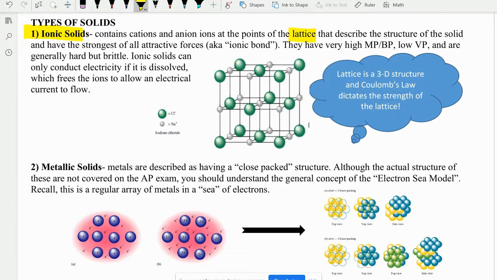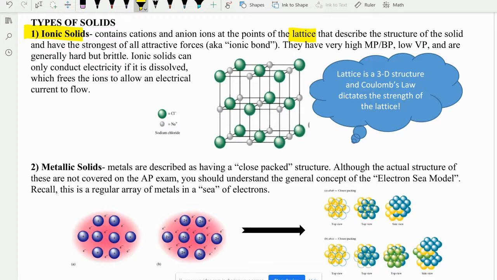Ionic solids can only conduct electricity if you dissolve them in water. And that's because when you do so, you're going to provide that free flow of electrons to complete the electrical current, or to complete the flow of electrons through a circuit.